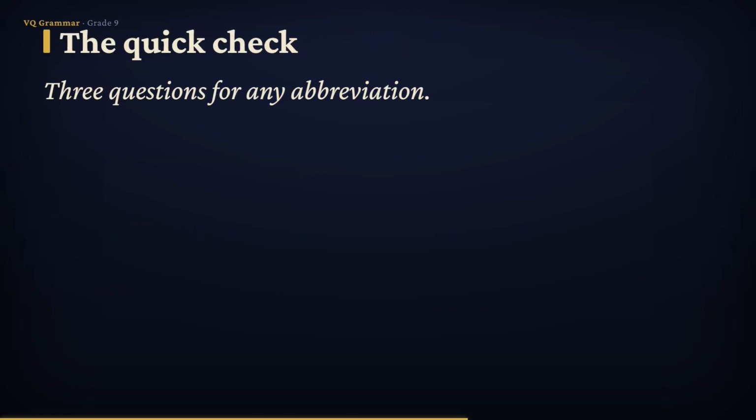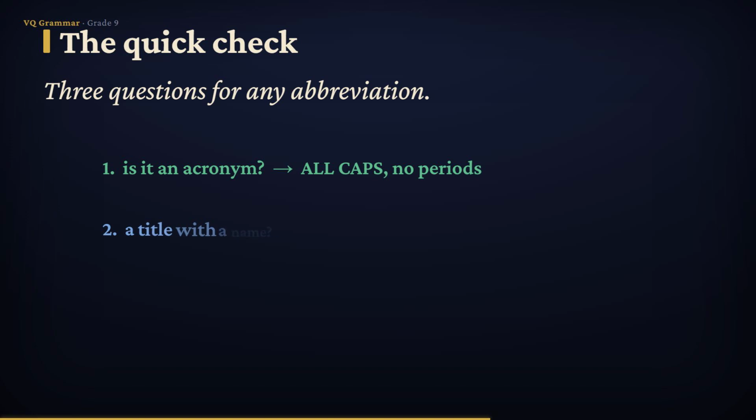Let's turn all of this into a quick check you can run on any abbreviation. Question 1. Is it an acronym, said letter by letter or as a word, like FBI or NASA? Then use all capitals and no periods. Question 2. Is it a title sitting with a name, like Dr. Cruz or Marcus Reed Jr.? Then shorten it and give it a period.